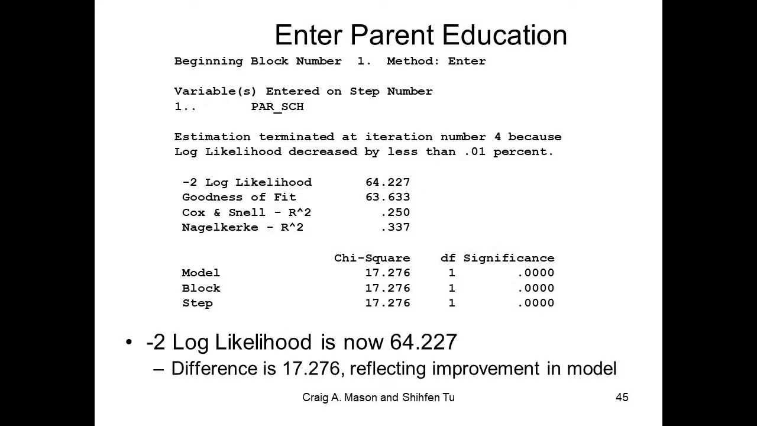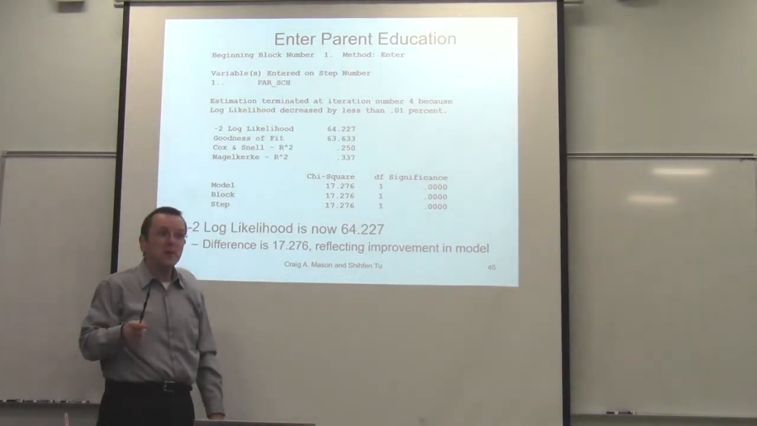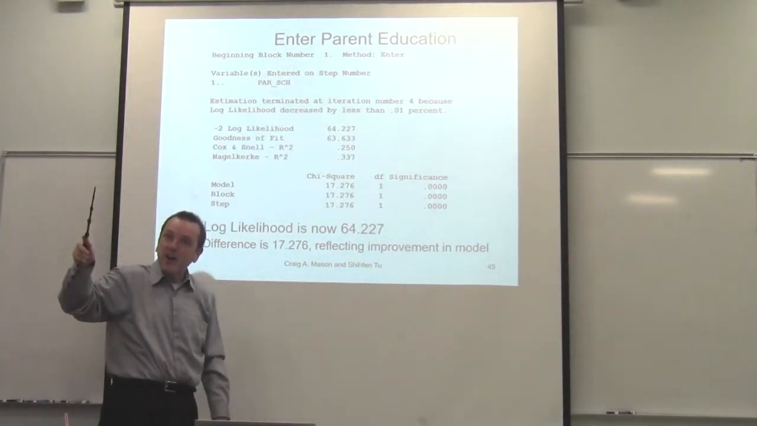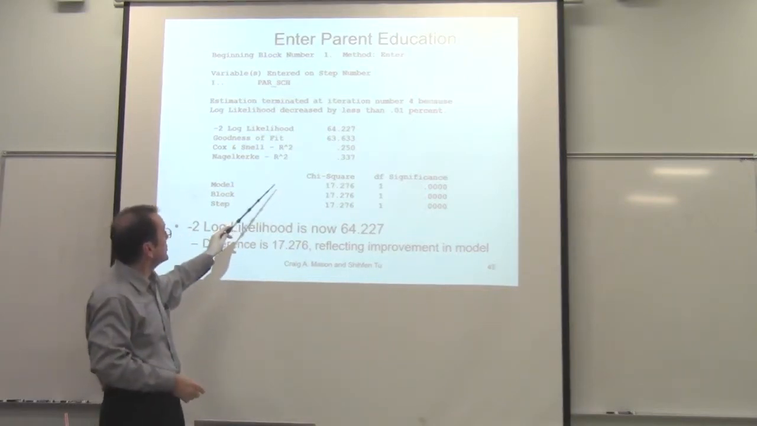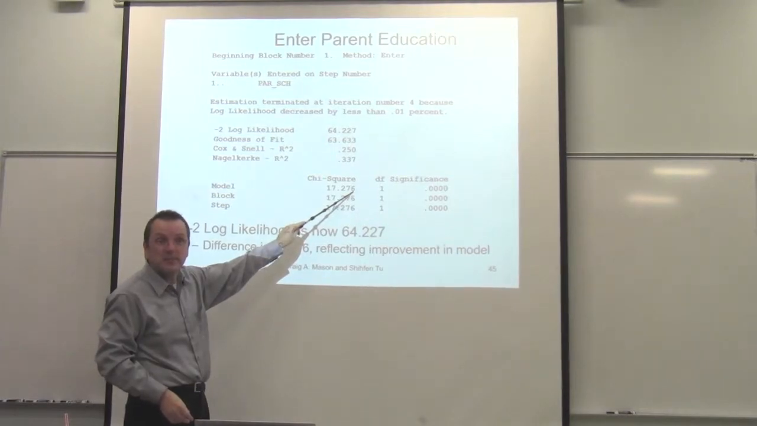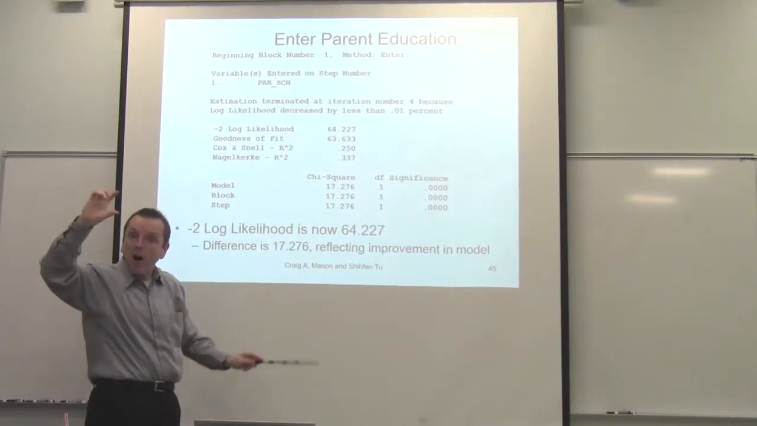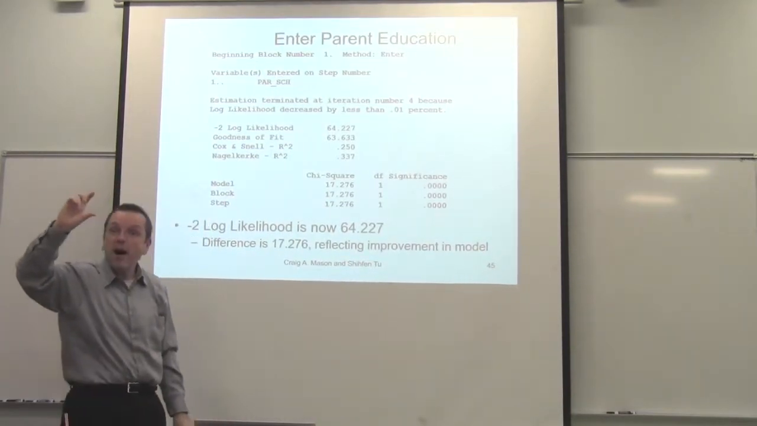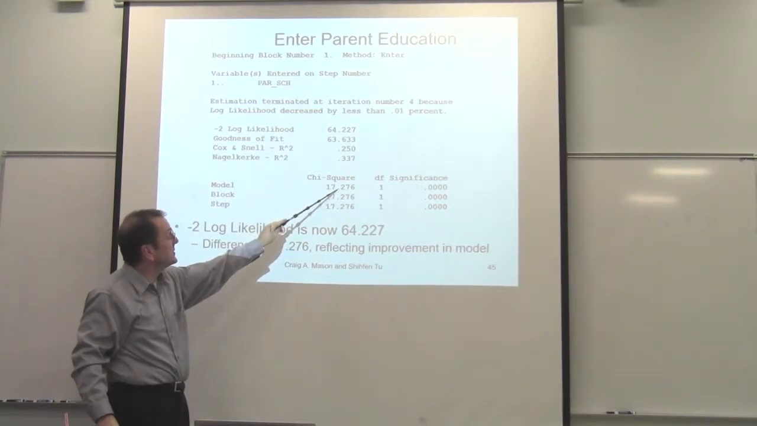Notice now the negative 2 log likelihood is 64.227. We won't go through and calculate that, but you can see it's gone down, as we said, because we're able to make better predictions. It went down how much? It went down 17.276. The drop, how much our model has improved, is equal to 17.276.